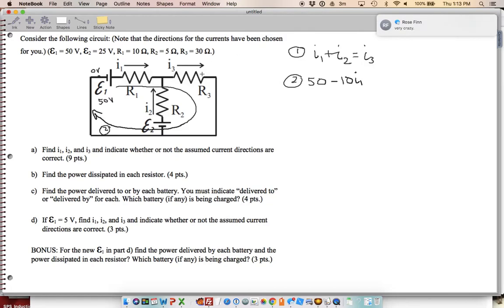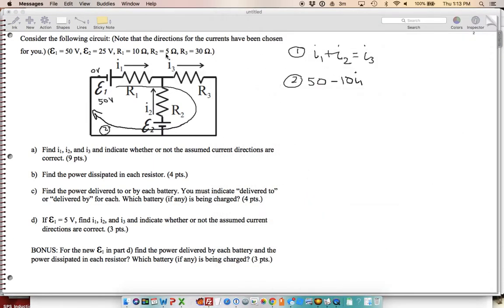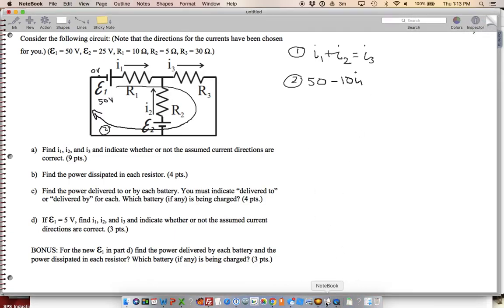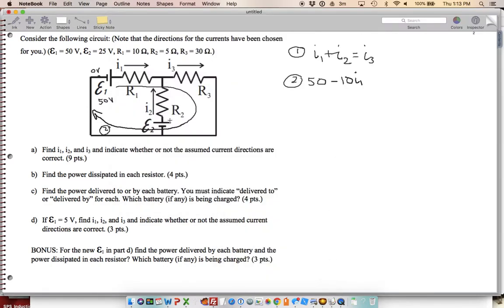And now I keep going on the outside, so the current is going to the right across R3. So that's going to be minus I3 R3. R3 is 30, so minus 30 I3.